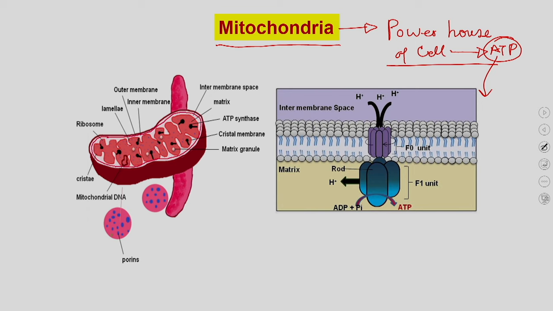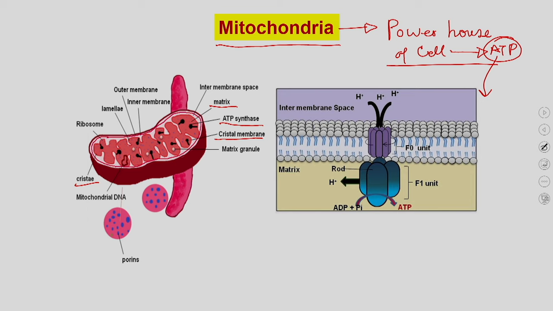A mitochondria is a very, very complex structure. It contains an outer membrane and an inner membrane. The inner membrane is folded in the form of cristae, and on this cristae you have the ATP synthase, which is the enzyme required for ATP synthesis, and the ultimate electron transport component is called the ATP synthase, and that ATP synthase is important for generating the ATP.